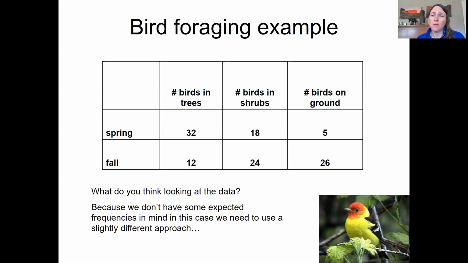Now we want to test, are birds foraging differently in the different seasons? So we look at the data, we might say, yeah, maybe they're more in the trees in the spring and they're more on the ground in the fall, but we don't have any expected values in mind. So we use a slightly different approach. And again, we can't just look at the data and say, yes, they're doing things significantly differently. We have to run a statistical test.